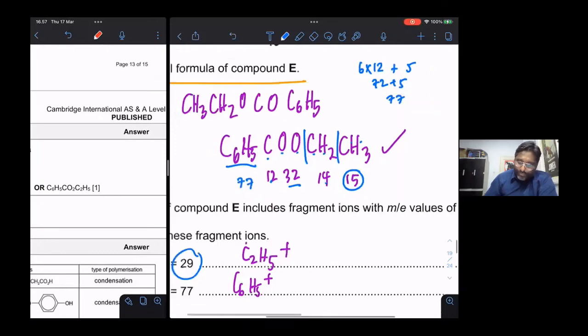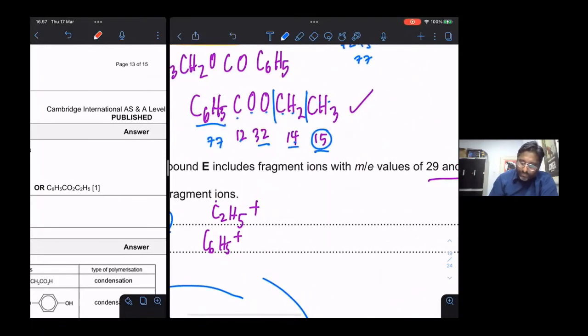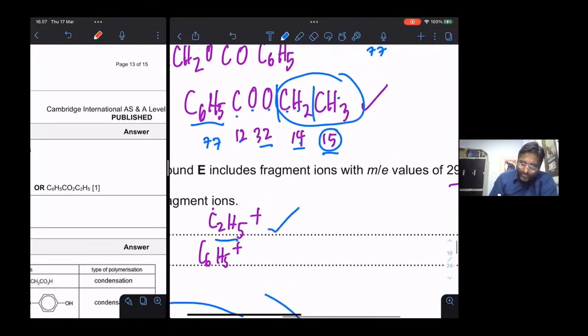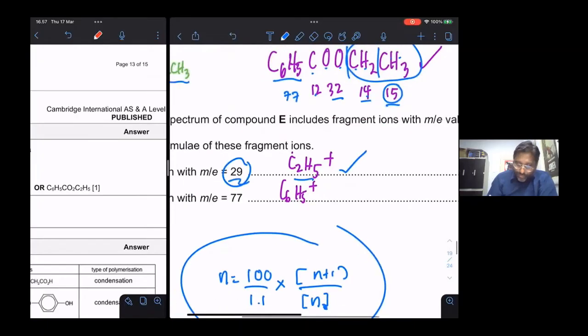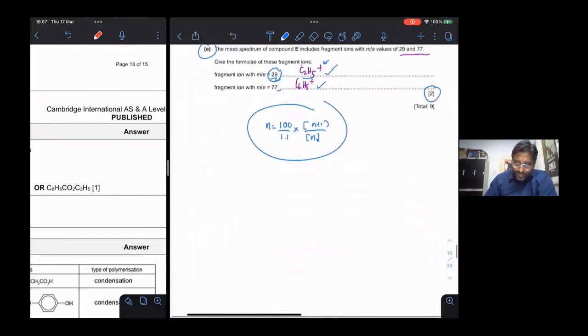So if you look over here, if you look at 29, see which combination, this one and this one, is 29. So these two, yeah, so C2H5+, done. And then make sure you put the plus, yeah. Then 77, you see straight away here, C6H5+, done, yeah. So that is going to be that part, okay.